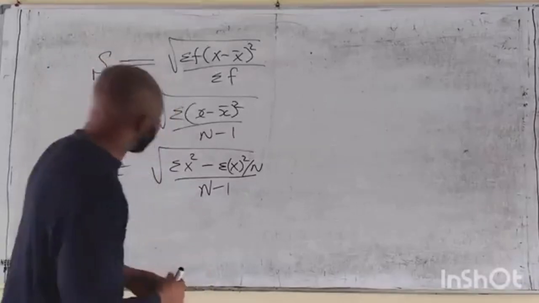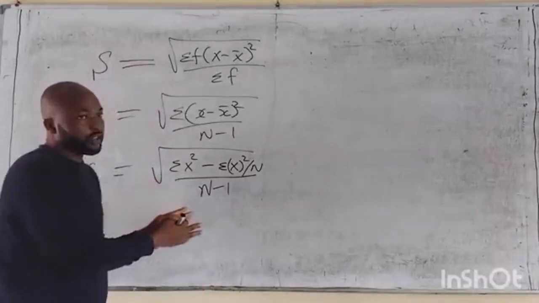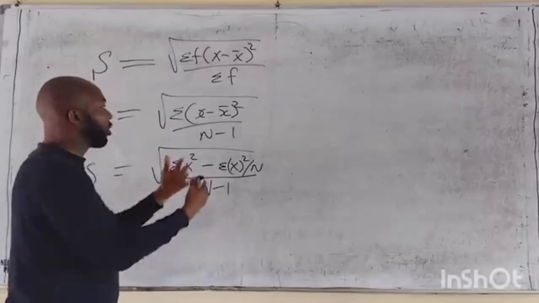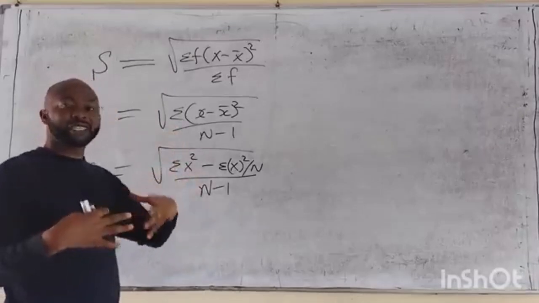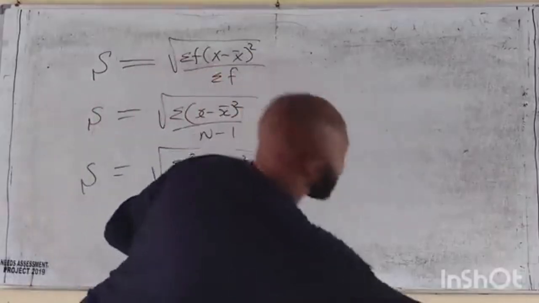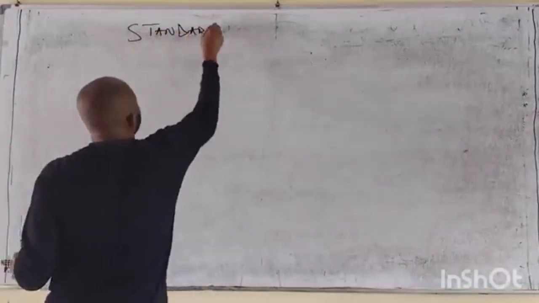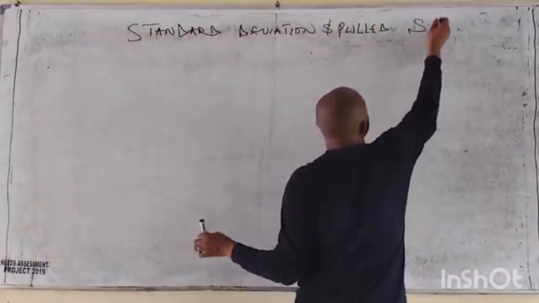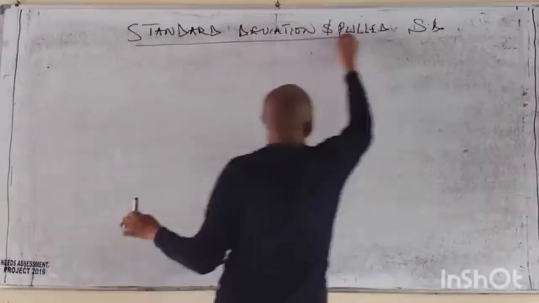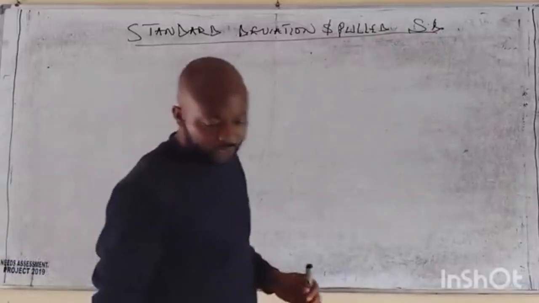So let's start with this, which is the postgraduate level formula, and see where we get to. But at the end of the day, we're going to compare this and this to see if we're going to get exactly the same thing, and so on and so forth. So it's standard deviation and pooled standard deviation. Let's take our first question.